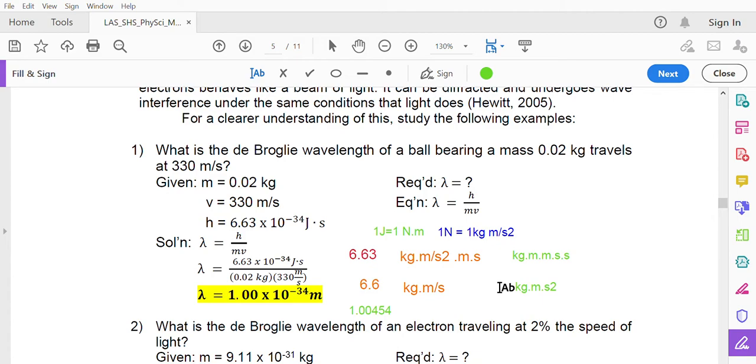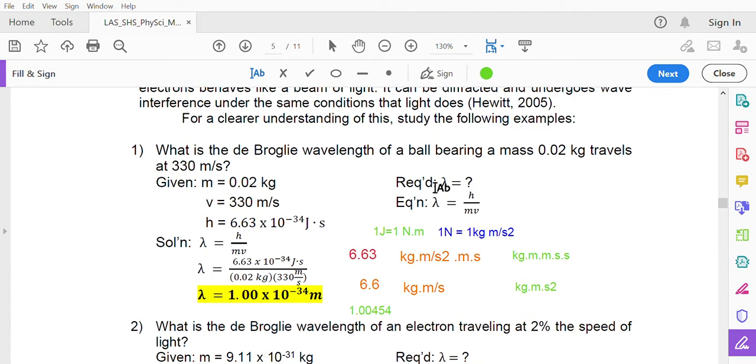And 330 meters per second. How will you know what quantity it belongs to? The unit is meter per second, which is the unit given for velocity. And the remaining factor there is h. h is equal to the Planck's constant, which we had discussed before, which is 6.63 times 10 to the minus 34 joule second.